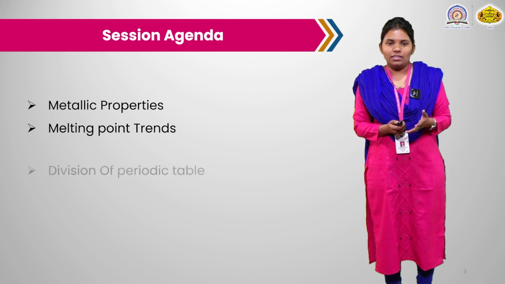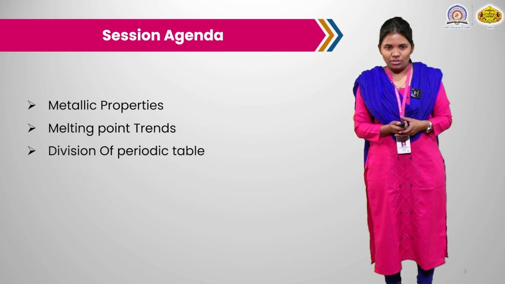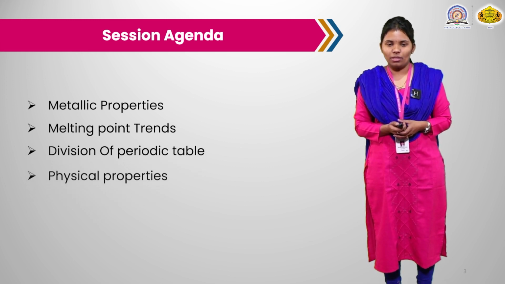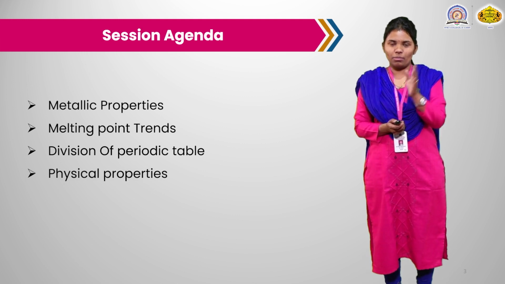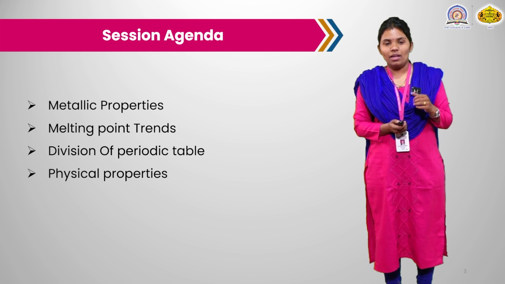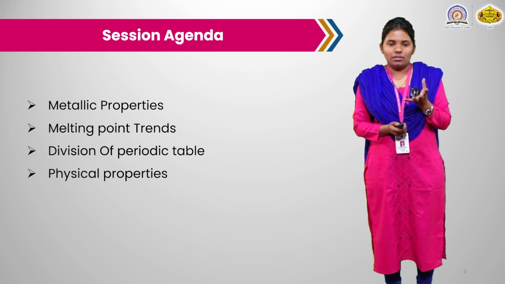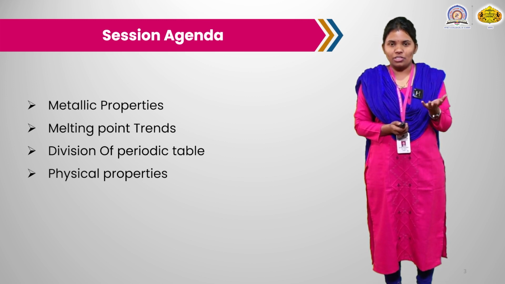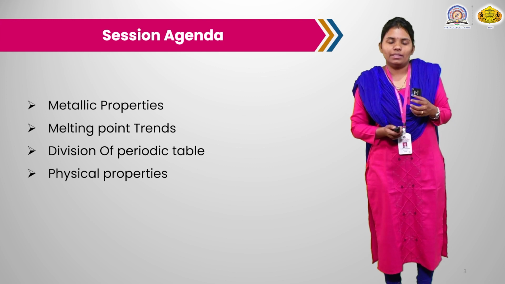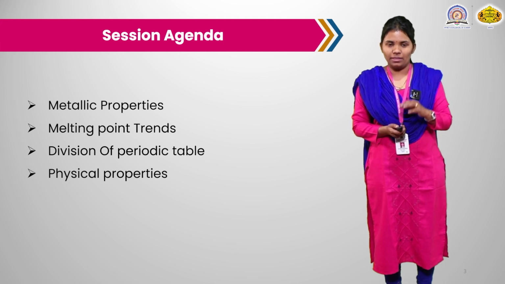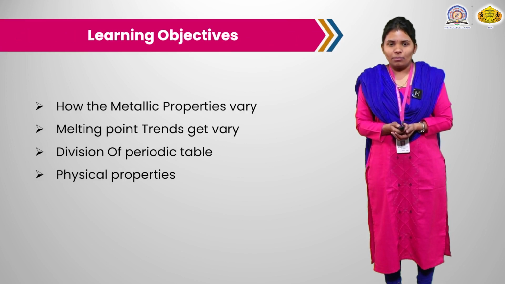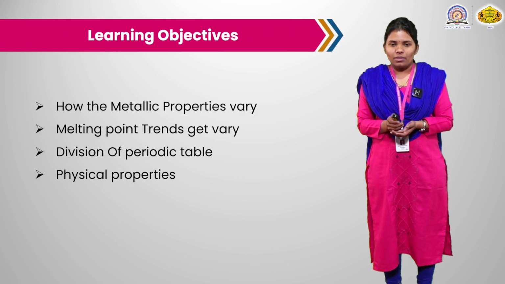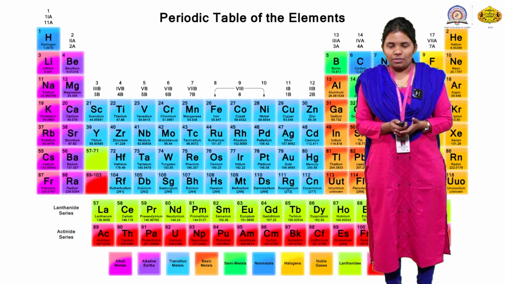Today, we are going to see the metallic properties, melting point trends, and division of the periodic table. In the last lecture we have seen the division of the periodic table on the basis of the s, p, d, f blocks, but the transition elements, inner transition elements, and the alkaline metals we are going to see in this third topic. Next is the physical property. So these are our learning objectives for today's lecture.